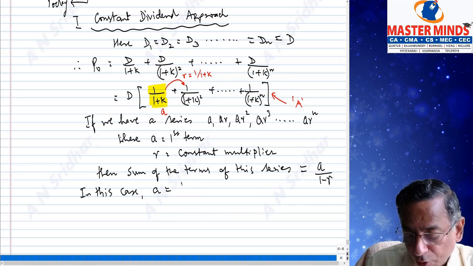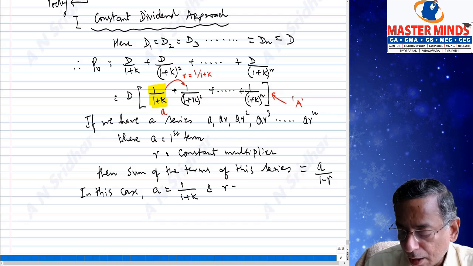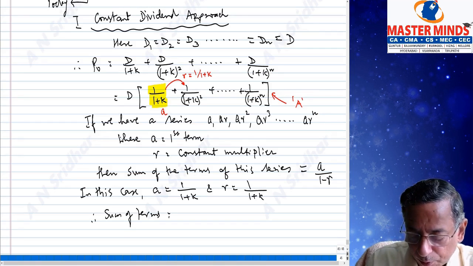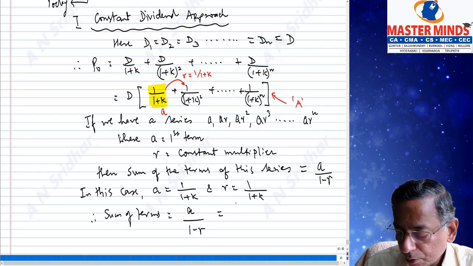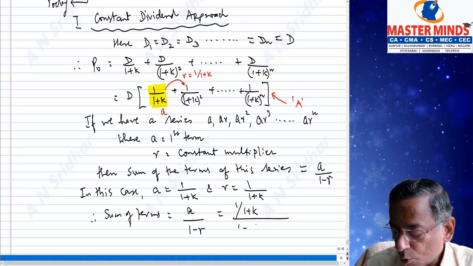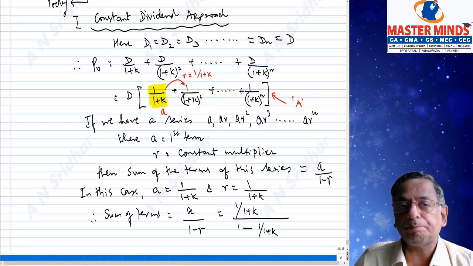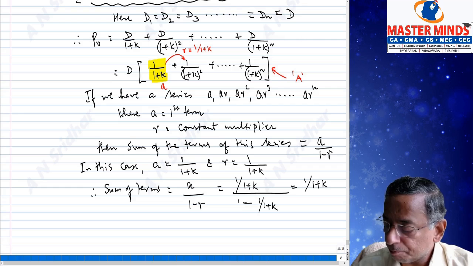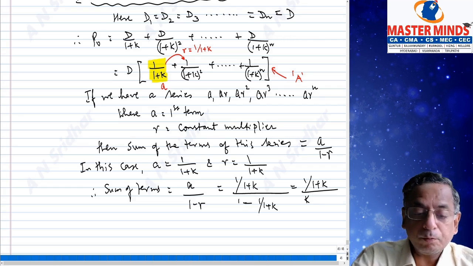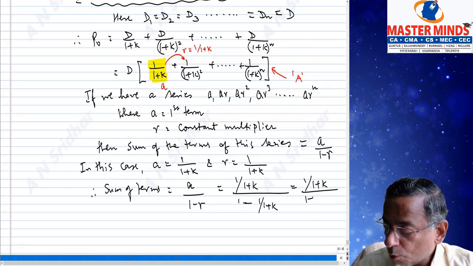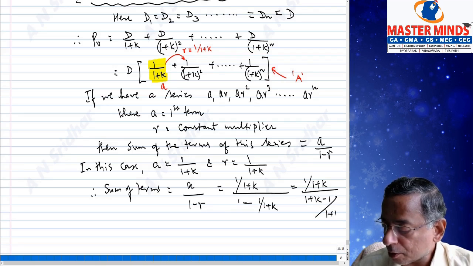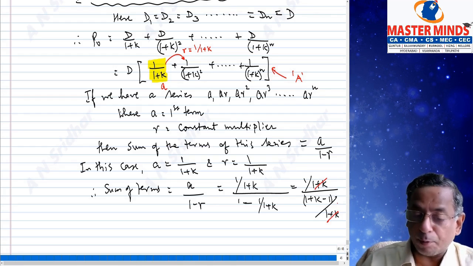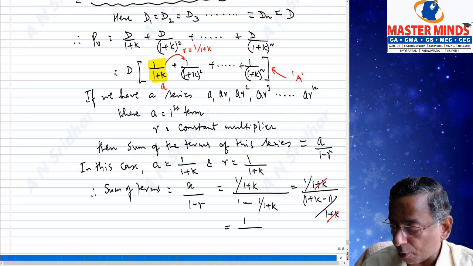In this case, A is equal to 1 upon 1 plus K and R is equal to 1 upon 1 plus K. Therefore, sum of terms is equal to A upon 1 minus R, equal to 1 upon 1 plus K upon 1 minus 1 upon 1 plus K, is equal to 1 upon 1 plus K upon 1 plus K minus 1 upon 1 plus K. So this 1 plus K will get cancelled, both denominator and numerator, is equal to 1 upon K.